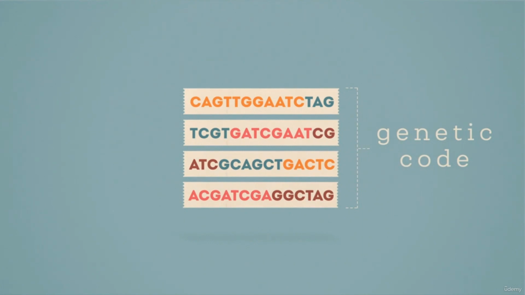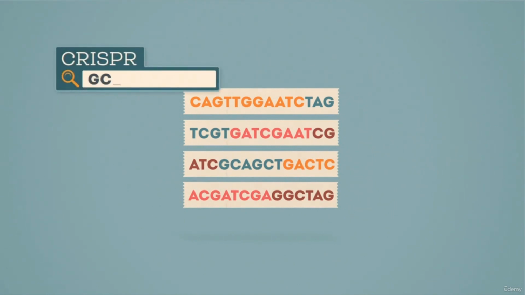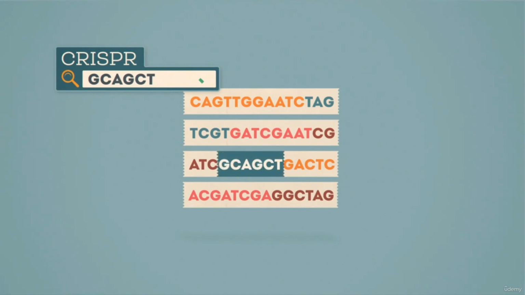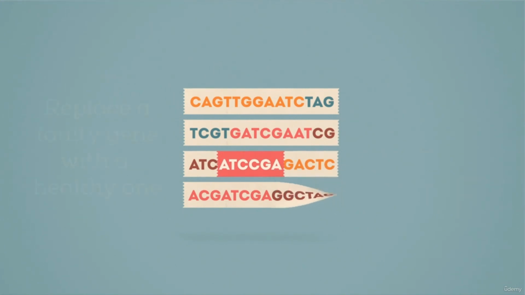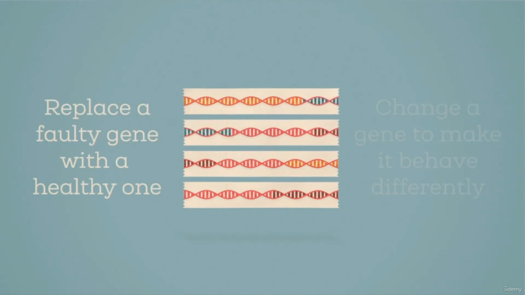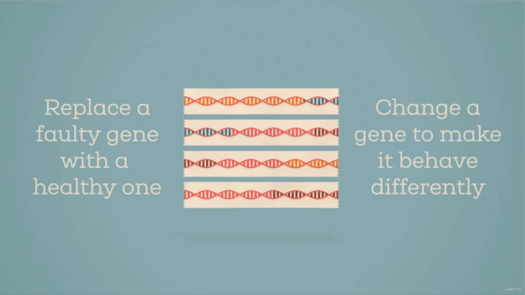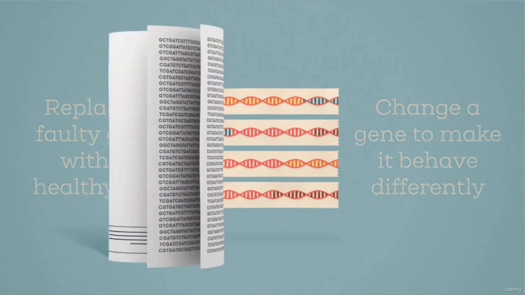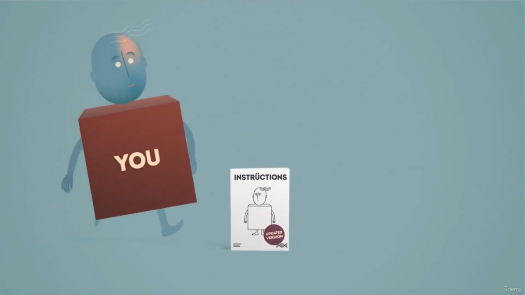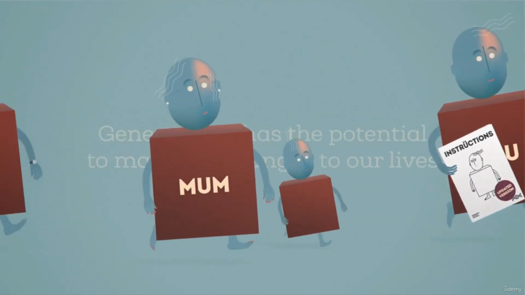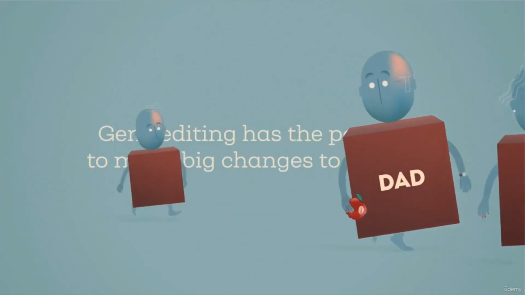One way of doing this uses a component known as CRISPR to pinpoint the precise DNA sequence within the gene to be altered. Then an enzyme called Cas9 snips through the DNA, changing it or allowing it to be replaced by another stretch of DNA that is introduced at the same time. This can either replace a faulty gene with a healthy one or change a gene to make it behave differently. The methods act like a find and replace for the genetic instruction manual. By making these microscopic changes to DNA, gene editing has the potential to make big changes to our lives.